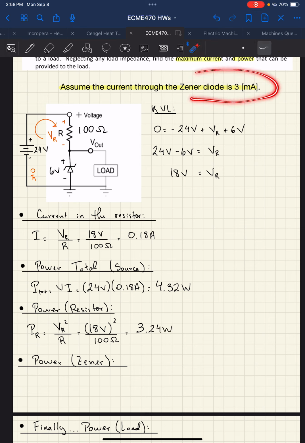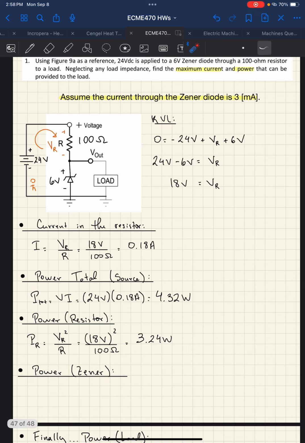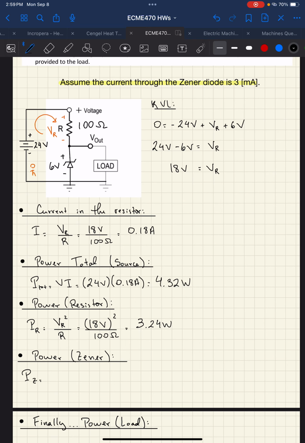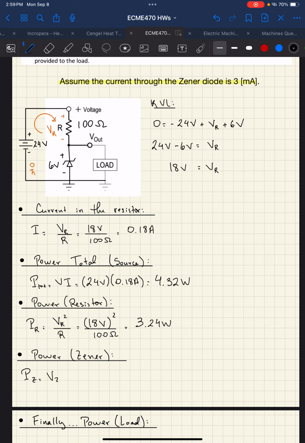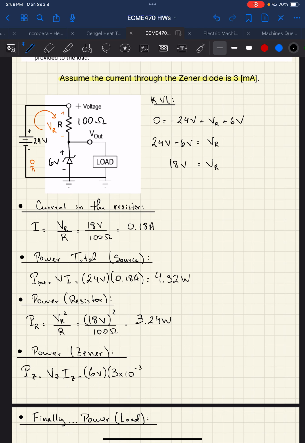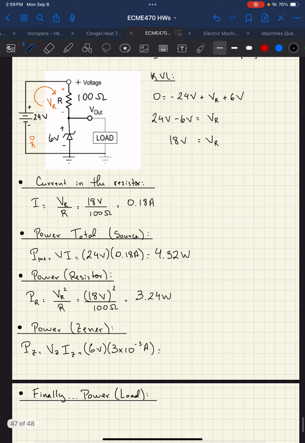Now, this information about the Zener diode with the current being 3 milliamps is very important. So now we can calculate the power that is consumed, so to speak, by the Zener. We know that 6 volts is dropping across it, and we know that the current through it is 3 milliamps, so P is V times I, right? So we can find the power dissipated in the Zener. That's V Zener times I Zener: 6 volts times 3 milliamps. So this will turn out to be 0.018 watts.